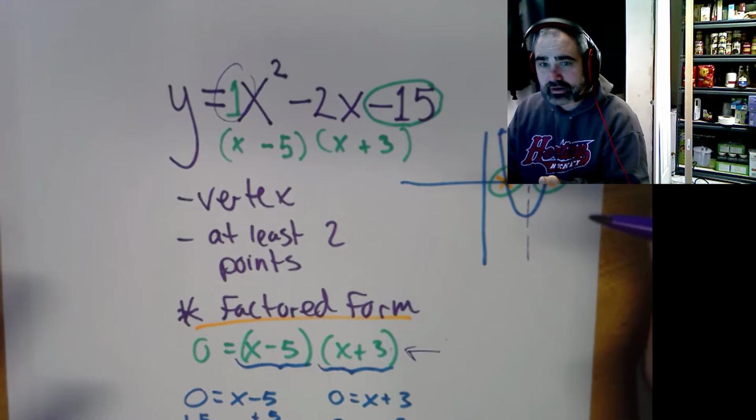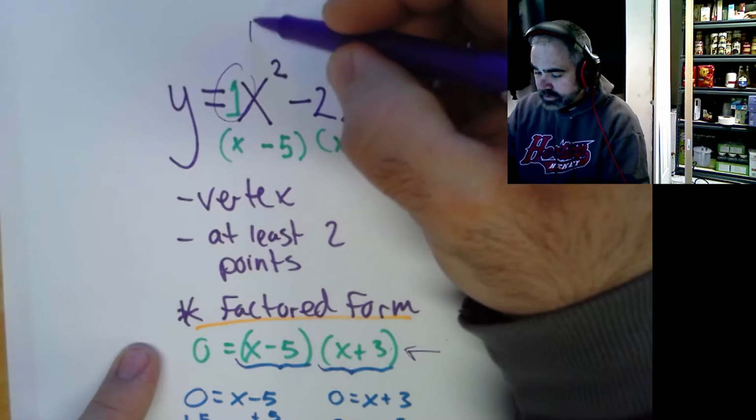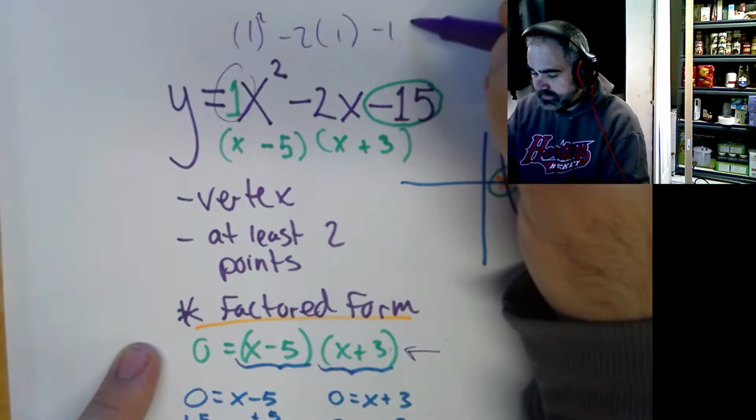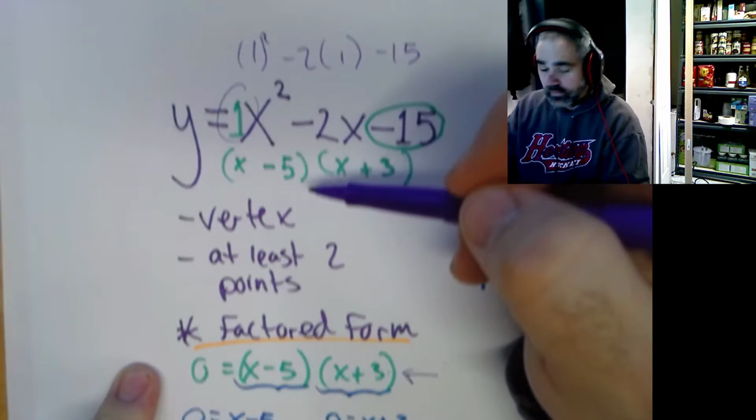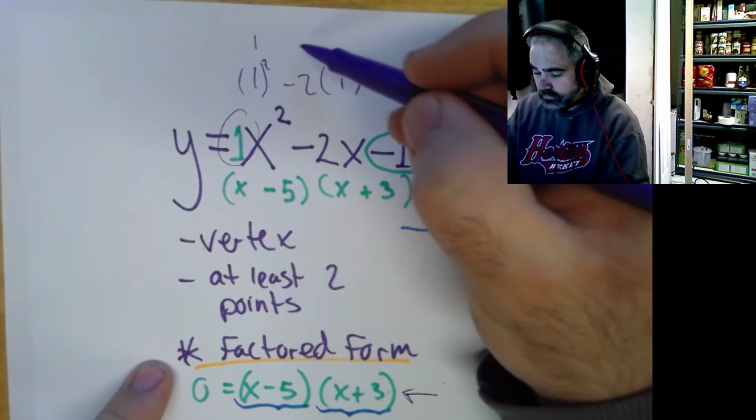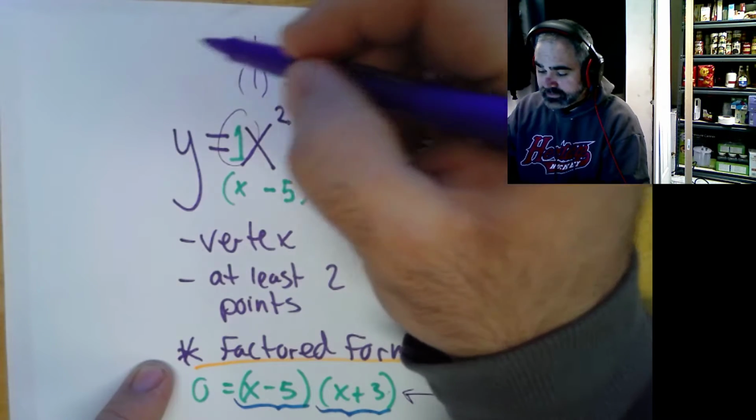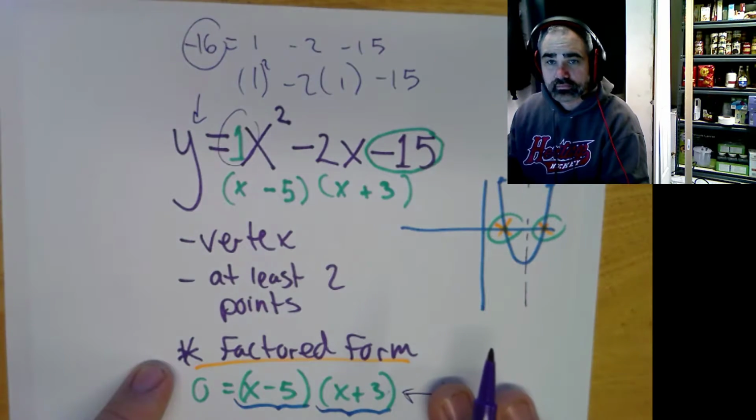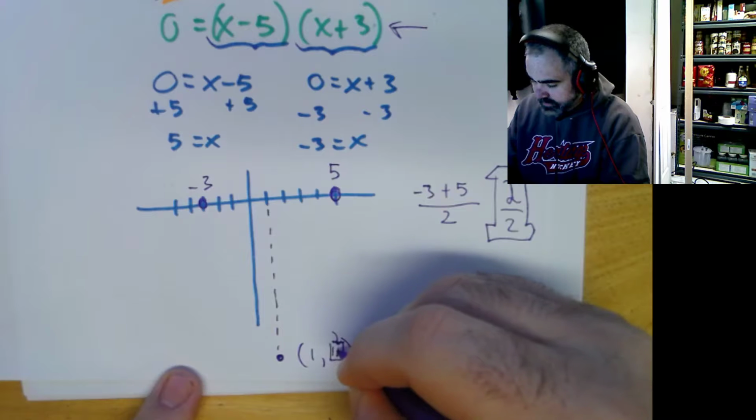It doesn't really matter. So if I want to plug it in here, 1 squared minus 2 times 1 minus 15 is going to give me my vertex. 1 squared is 1. Minus 2 minus 15. Put that in your calculator and you get -16 for y. So that means that my y coordinate of my vertex is at -16.